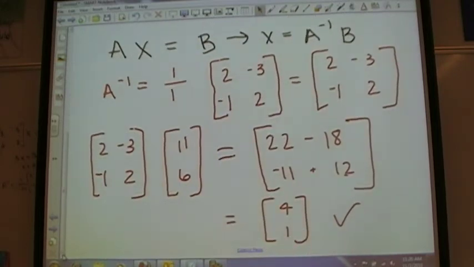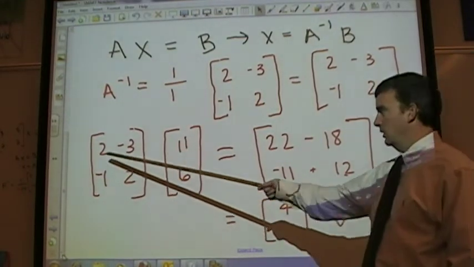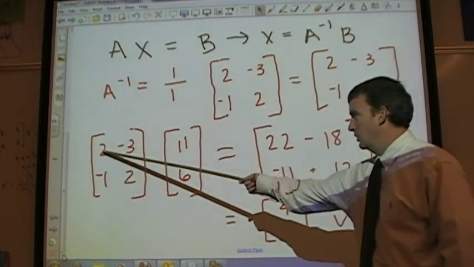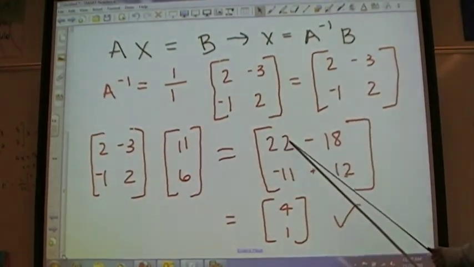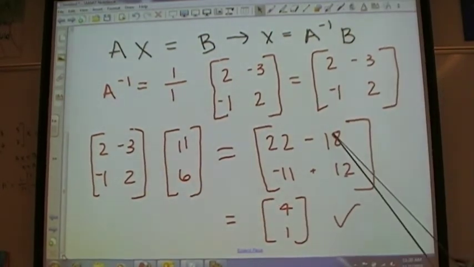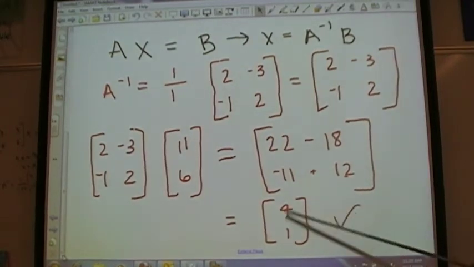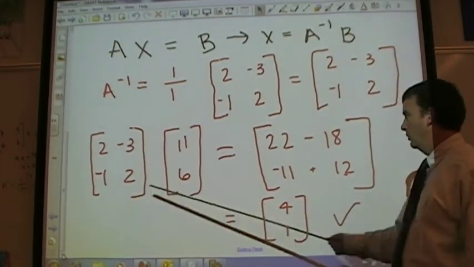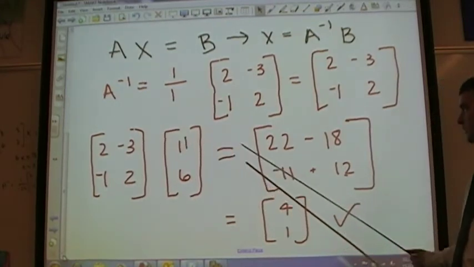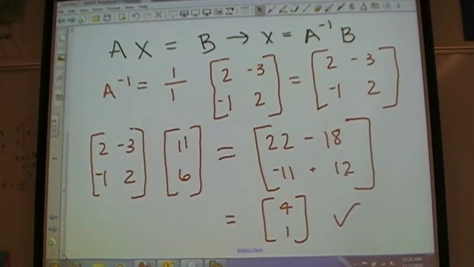So when you multiply a 2 by 2 and a 2 by 1, you end up with a 2 by 1. So take the first row: 2 times 11, 22, plus negative 3 times 6 is negative 18. So 22 minus 18 is 4. Then the bottom row: negative 1 times 11, negative 11, 2 times 6, 12. Negative 11 plus 12 is 1.